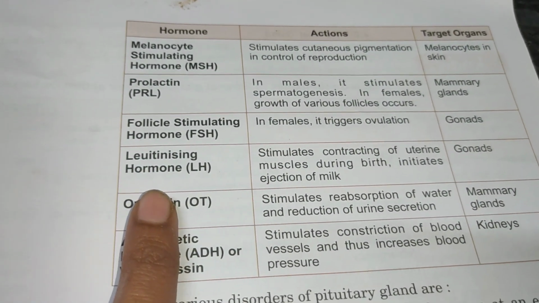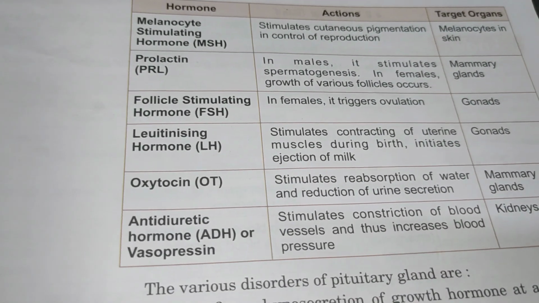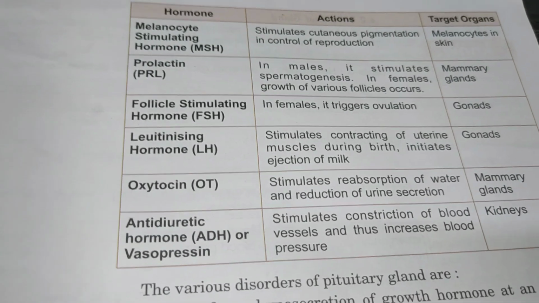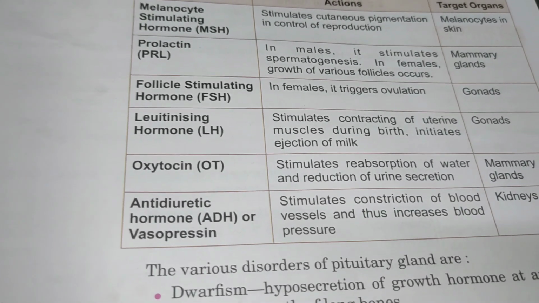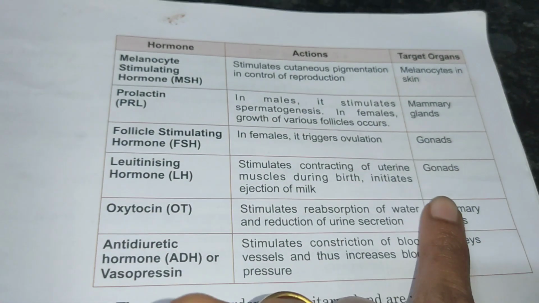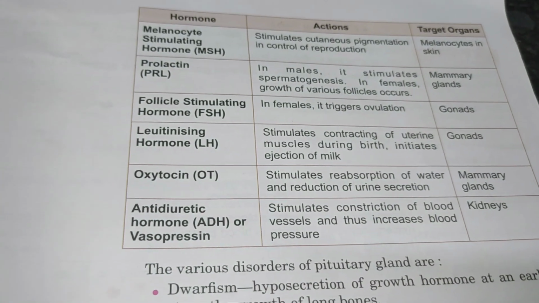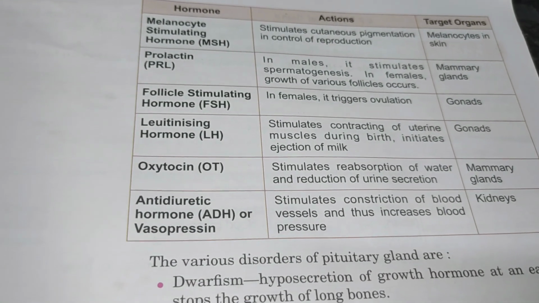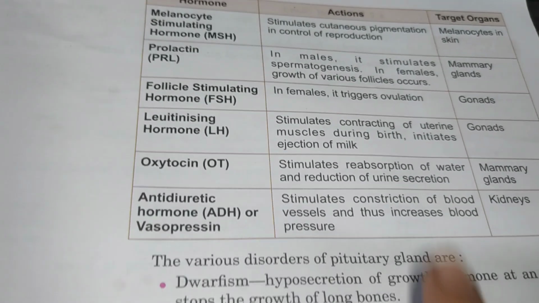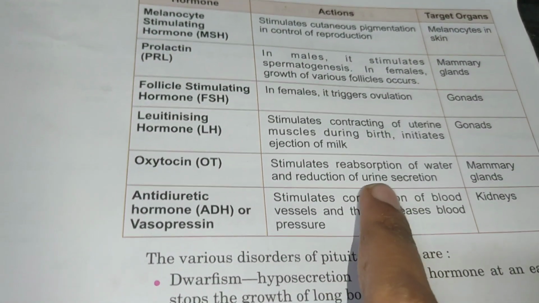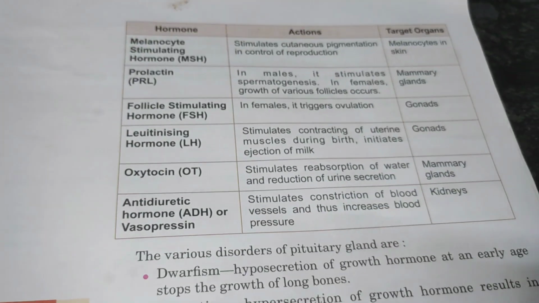Then luteinizing hormone. It will help in the contraction of uterine muscles during the birth of the baby, and it also helps in the ejection of milk, the production of milk in mothers. And the target organ is the gonads. Then oxytocin, it will help in the absorption of water. We know that in the digestive system the large intestine will reabsorb the water. Like this, it will help in the reabsorption of water, so that urine secretion will be reduced. The target organ is the mammary glands.